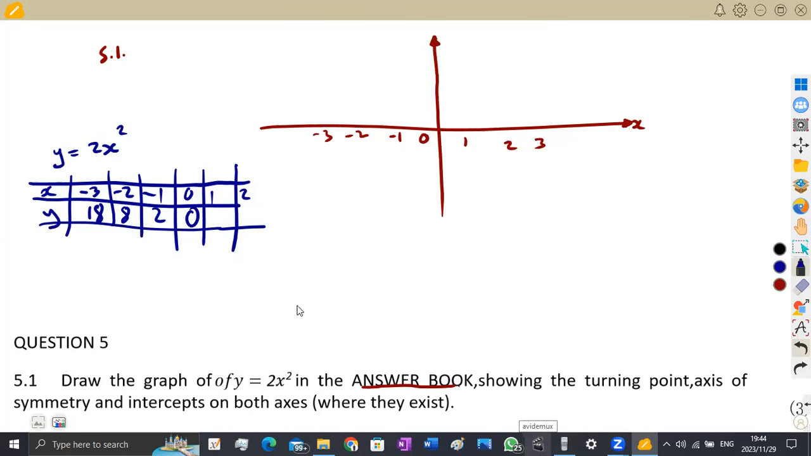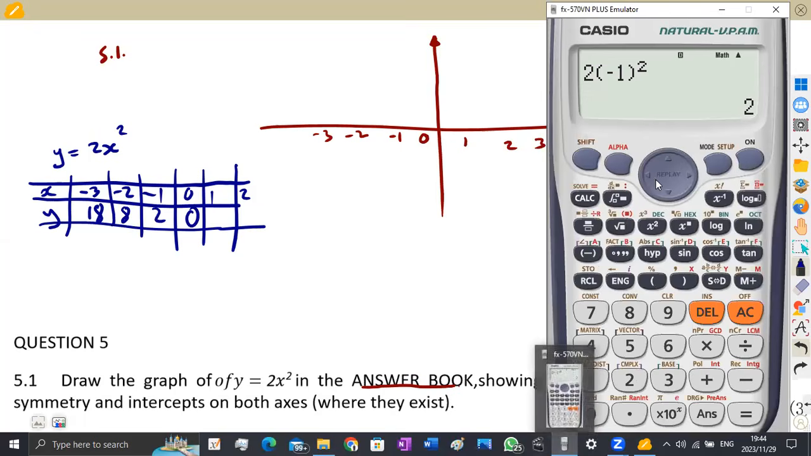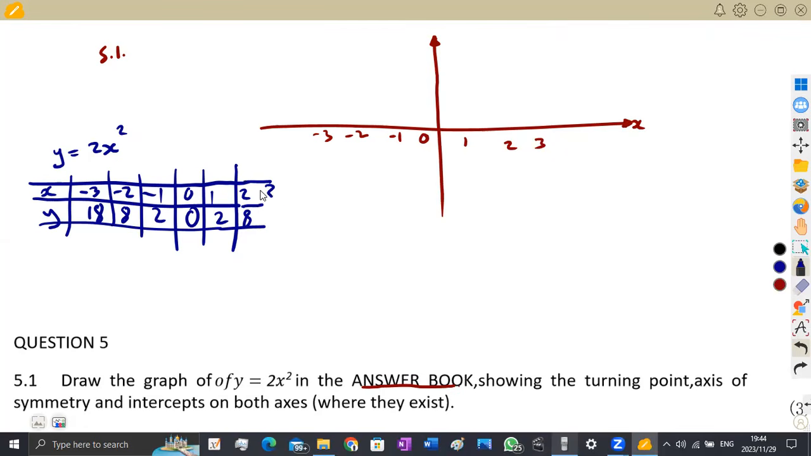That's a positive 2, and at 0 it's going to be 0. Okay, let's go to 1. If we put a positive 1, we're going to get a 2. Let's put a 2. If we put a 2 here, we are going to get an 8. It's going to be the same thing for 3. If you put a 3, it's going to give you 18.